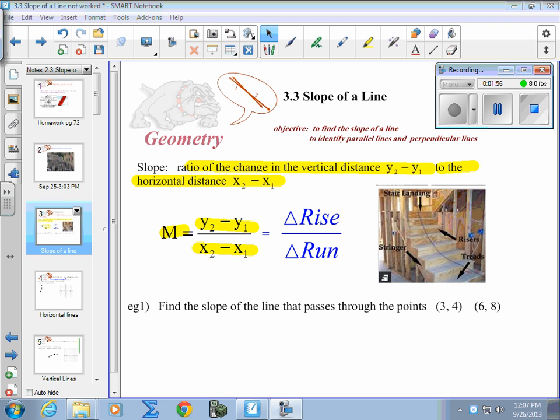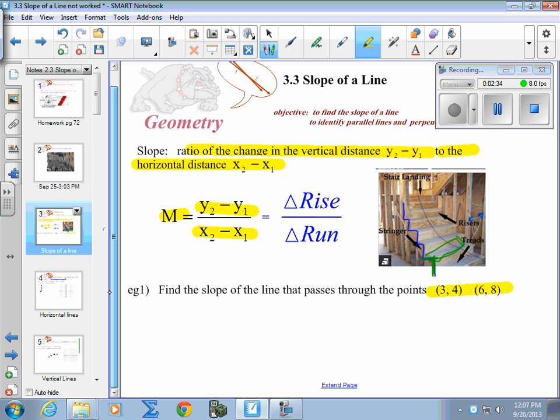So over here we have some steps, and we see that they look like this. This distance from here to here is what we call the rise, and it is actually called a riser in construction. And the part you step on is the tread or the run. So my first example says to find the slope of a line that passes through the points (3, 4) and (6, 8). So we want to find the slope of this line.